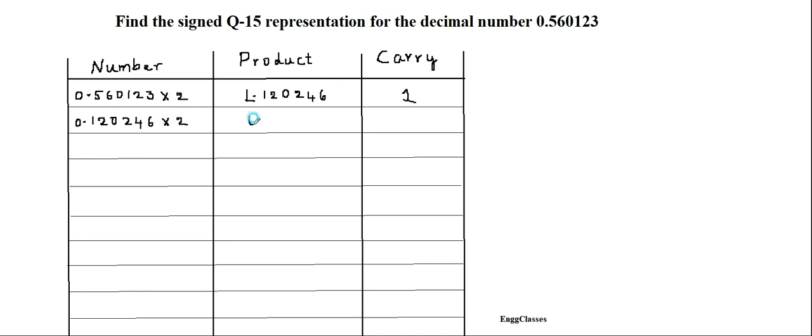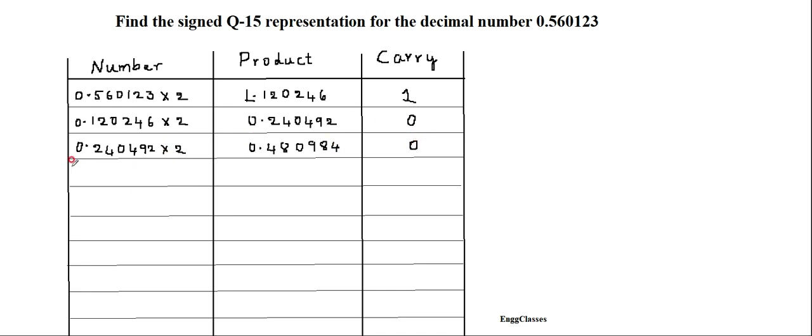I'll consider this number and again multiply it by 2. And what am I going to get this time? I'm going to get 0.240492 as the answer. What is the carry bit? Here the carry bit is 0, so let me write the carry bit as 0. Leaving the carry bit, the number is 0.240492. Let me multiply this number again by 2. If I do that, I'm going to get 0.480984 as my answer. What is the carry bit? The carry bit is going to be 0.